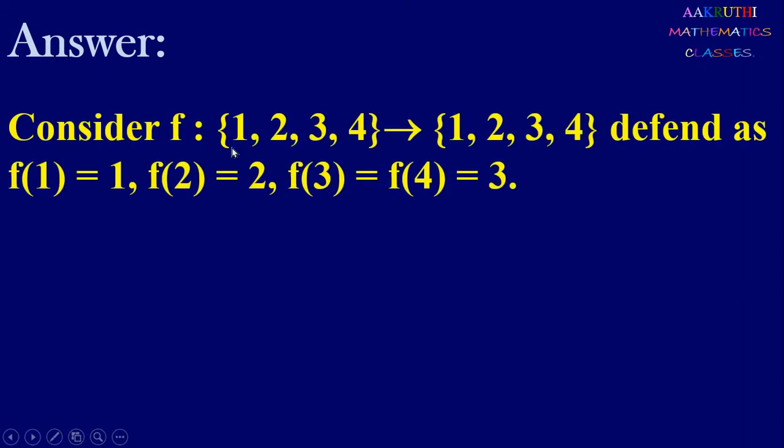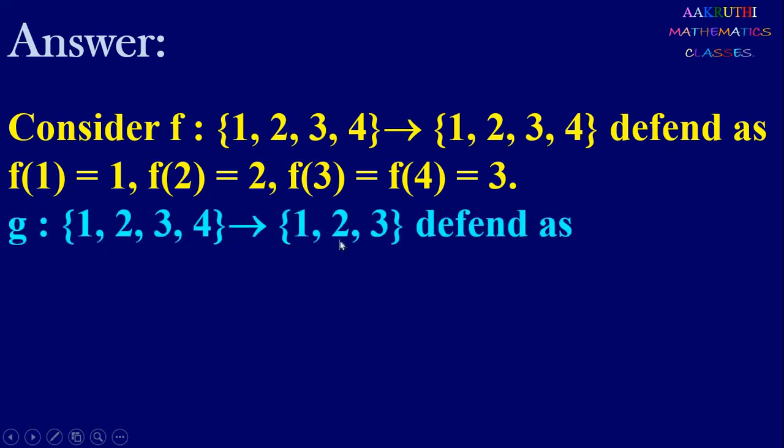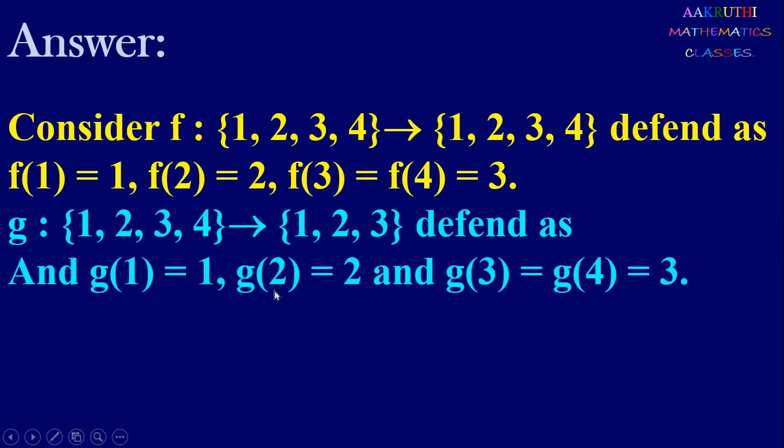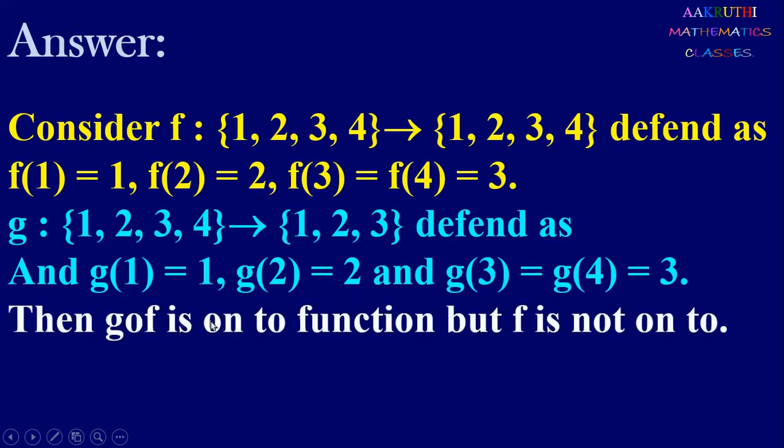Now here we consider f from {1,2,3,4} to {1,2,3,4} defined as f of 1 is 1, f of 2 is 2, f of 3 equal to f of 4 equal to 3. Next we consider g from {1,2,3,4} to {1,2,3} defined as g of 1 is 1, g of 2 is 2 and g of 3 equal to g of 4 equal to 3. And here g composite f is onto but f is not onto. So here g is onto but f is not onto. So therefore if g composite f is onto, f may not be onto.